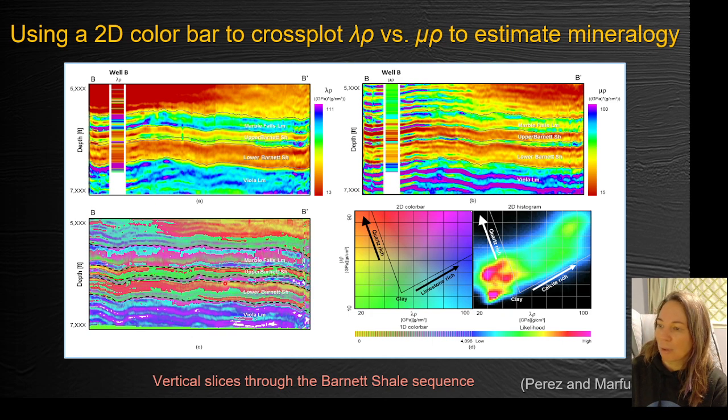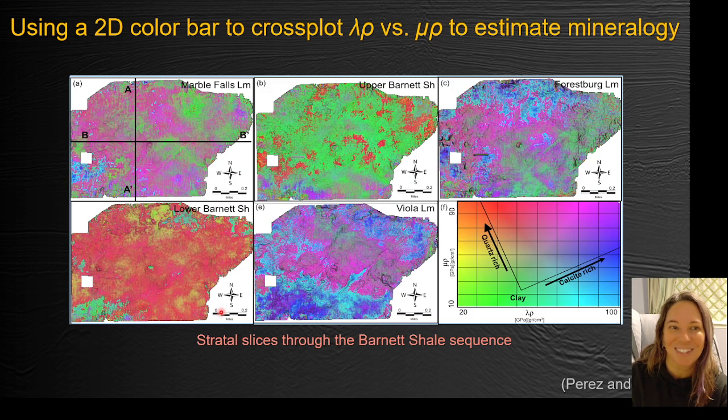We can map those back into our vertical section in order to understand which areas may be more quartz-rich, which areas may be more limestone-rich or have clay. So they're all very useful in terms of estimating the mineralogy in your region of interest.